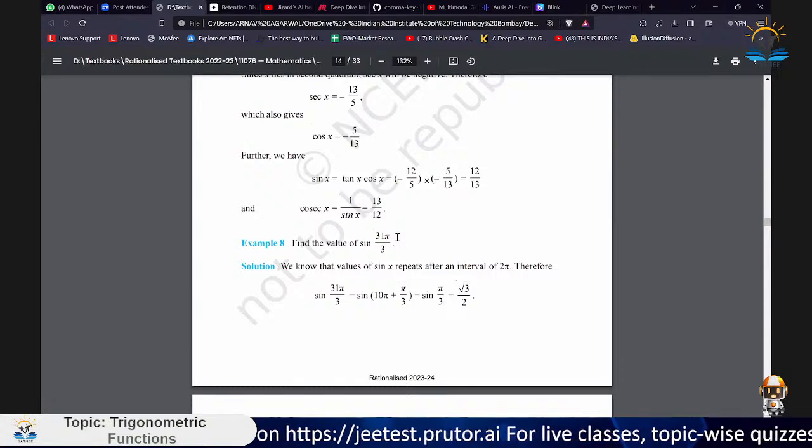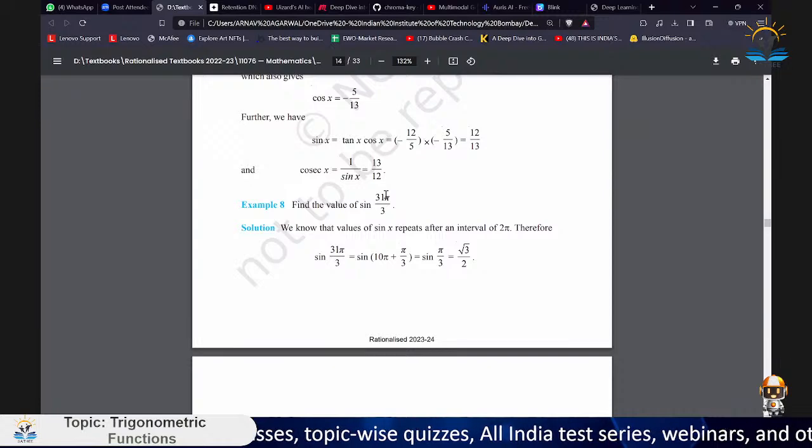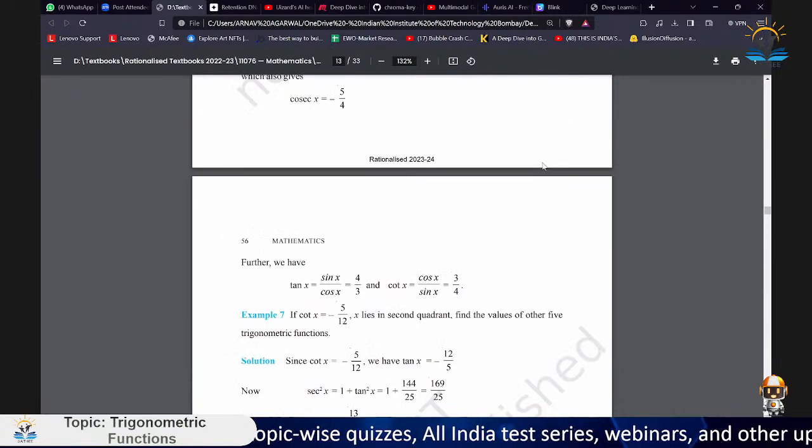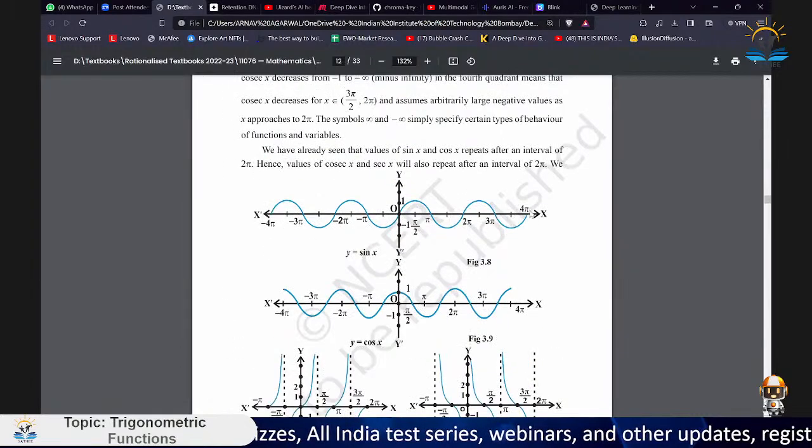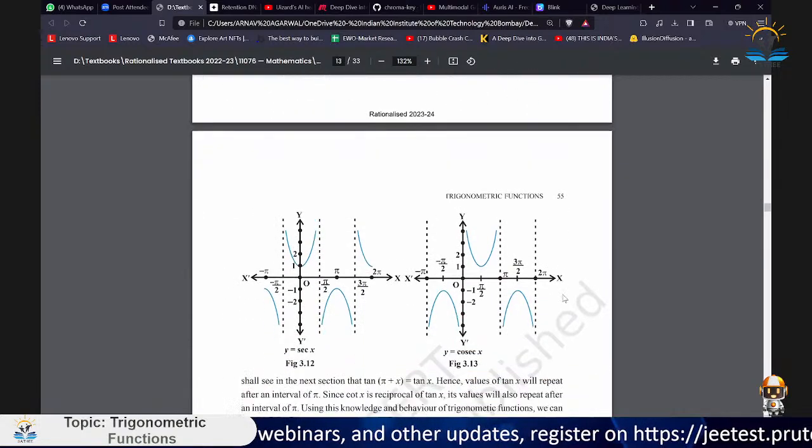Okay. So the thing is, if we see this graph of sin x, either we go all the way over to 31 pi by 3. That's not possible, right? We need to draw it again. Or we can use some intelligence in this.